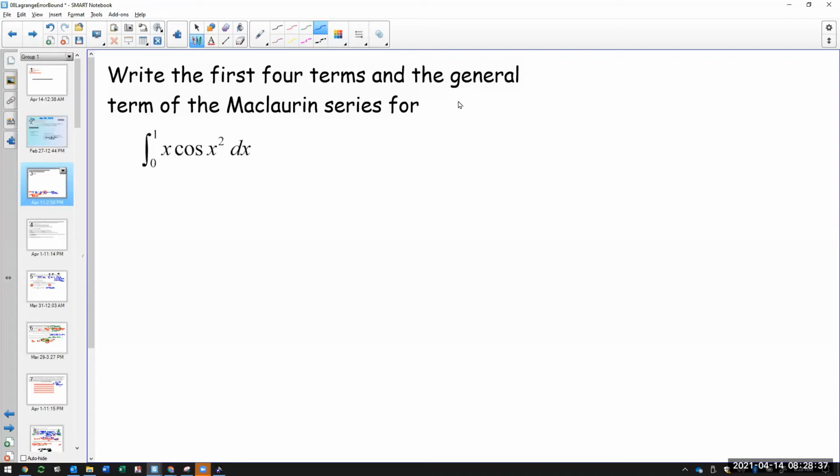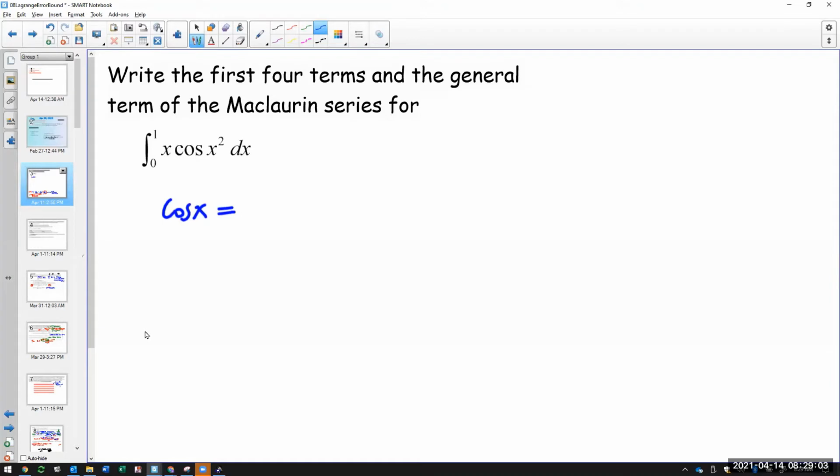The first four terms and the Maclaurin series, okay? So if I wrote the first four terms here, let me think. Basically, I just need to get my thing to look like this. So I'm going to start with the basis, which is cosine x. Do you guys see that's the base expression in this function that I have?